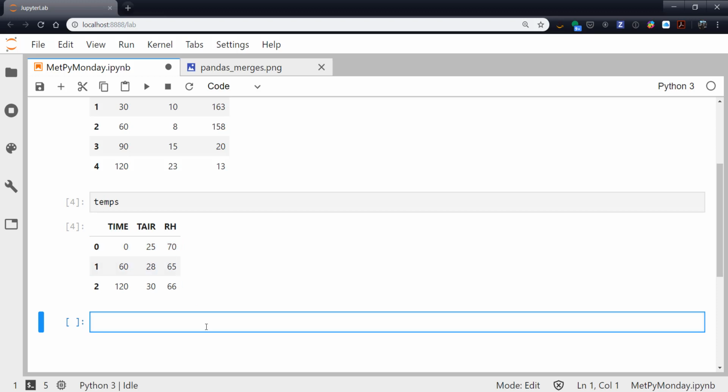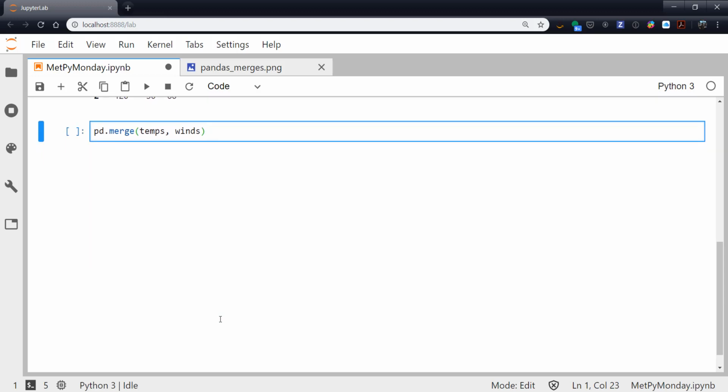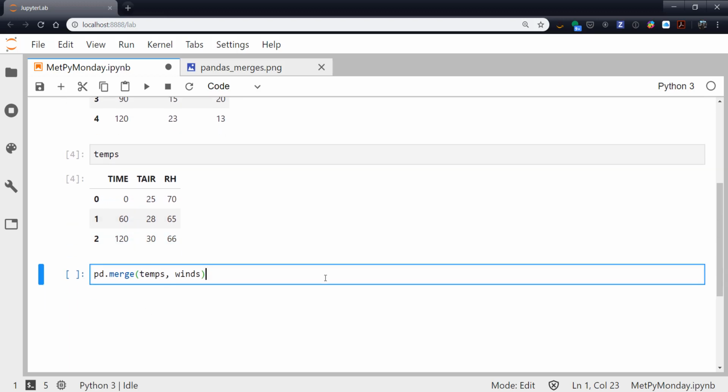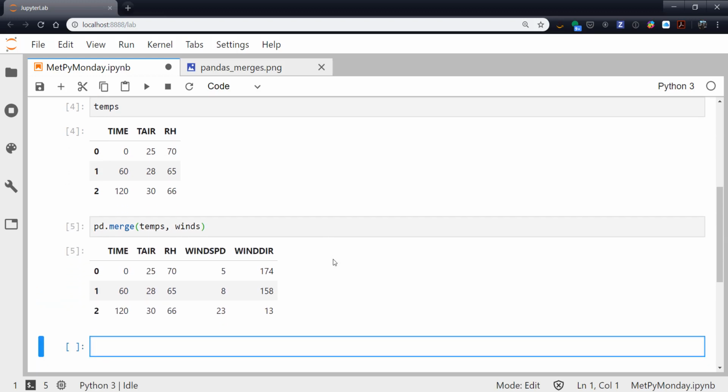Okay. So let's call a merge on temps and winds and not give it any other arguments. So what do you think the result is going to be? We've got one data frame that has 1, 2, 3, 4, 5 rows, and one data frame that has 3 rows. When we merge those, what do you think the result will be? Well, it's a data frame with 3 rows.